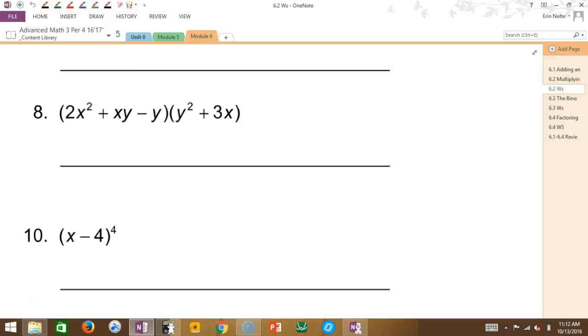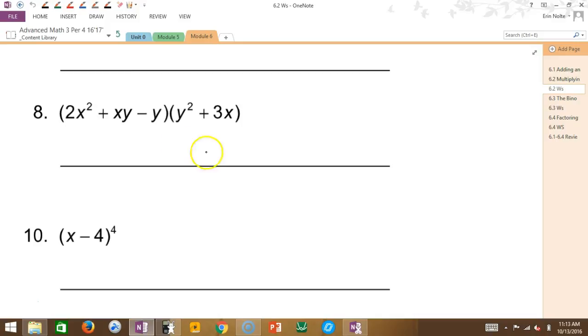For this example, I have a trinomial. Everybody see where I'm getting the word trinomial? 1, 2, 3, right? 3 terms. We got a trinomial times a binomial, right? All I'm basically going to do is take this 2x squared and distribute it. Then I'm going to take the xy and distribute it. And then I'm going to take the negative y and distribute it, and then just add my like terms.